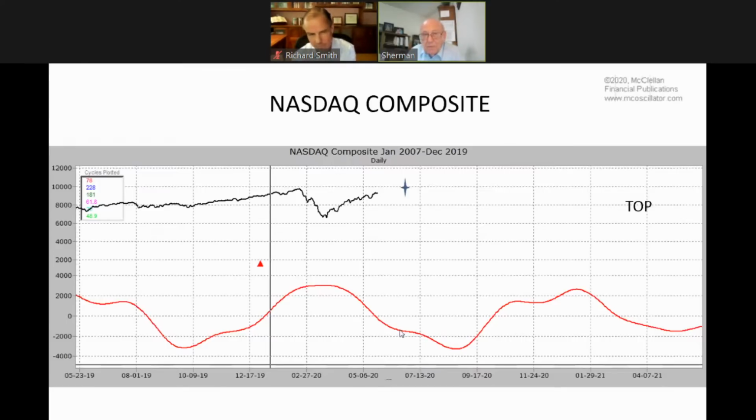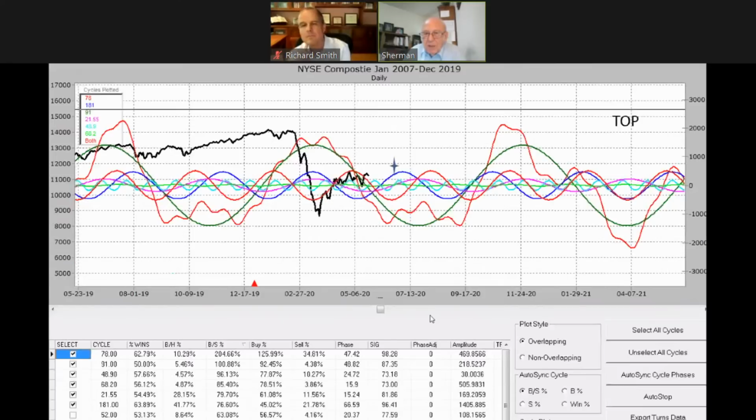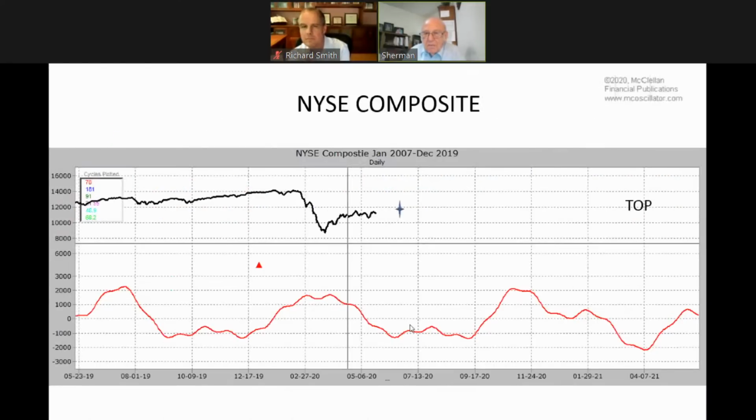It's a little different. The New York Composite has also recovered, but it's showing that it's not very strong on the composite cycle, and we're not very interesting until out of September into the election.